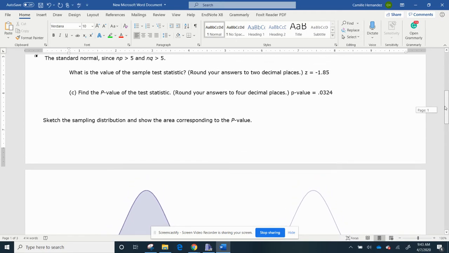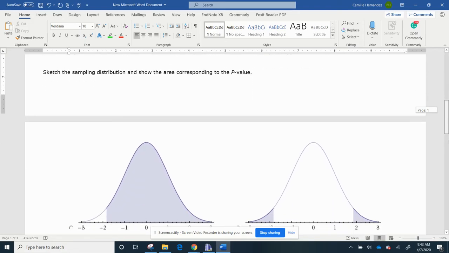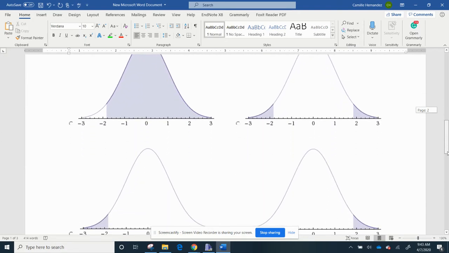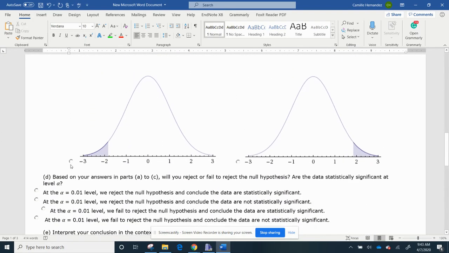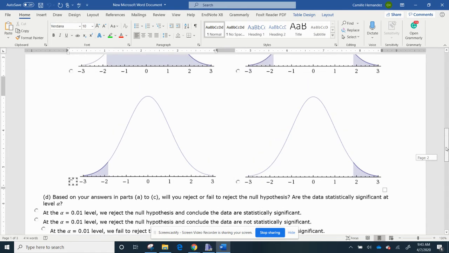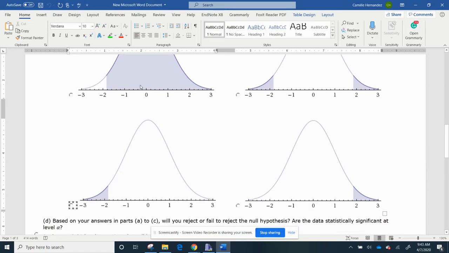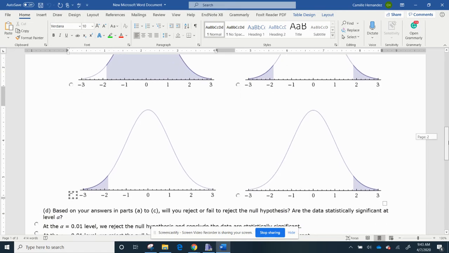All right, so remember this was a less than test. So I'm looking for areas to the left, and here it is. Okay, I don't care about it being above it. I don't care about two tails. Remember that one I'm not worried about. I want the area to the left.